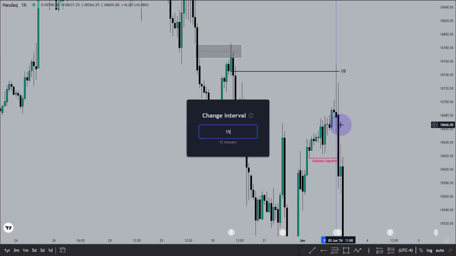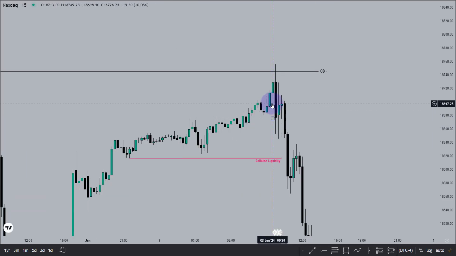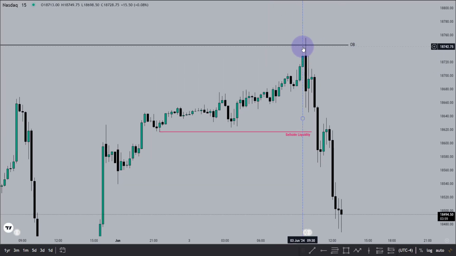Now we'll go back to the 15-minute chart. So around 9:30, market reached that order block. What should you think? Now where should market fall? Toward this sell side liquidity. So this is your line.